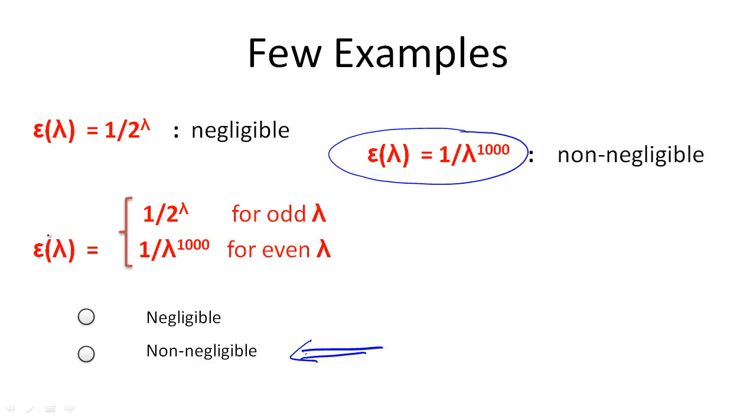Okay, so the main points to remember here are that these terms basically correspond to less than polynomial or more than polynomial. But throughout the course, we'll mostly use negligible to mean less than an exponential, and non-negligible to mean less than 1 over a polynomial.